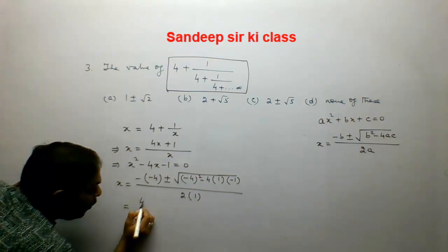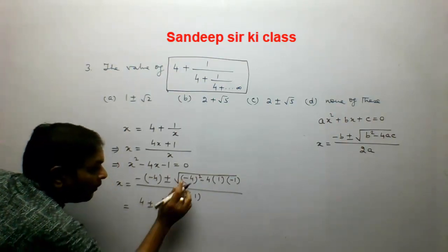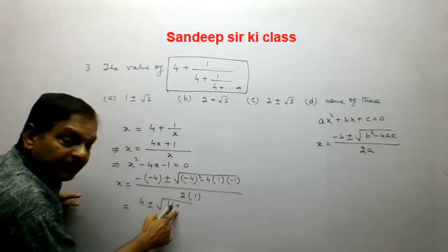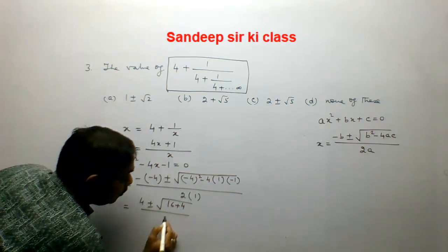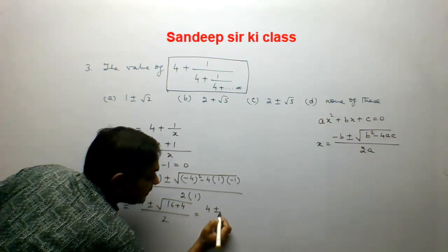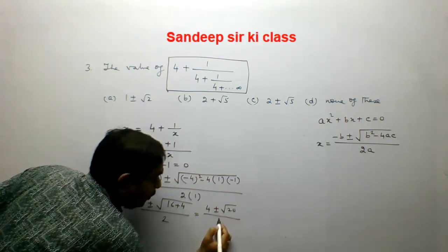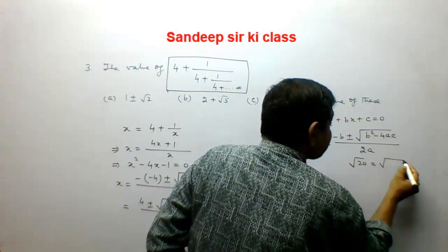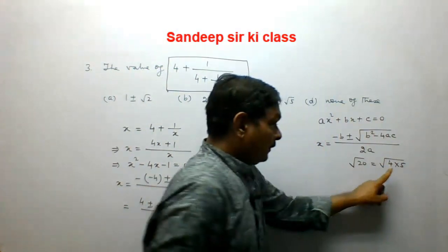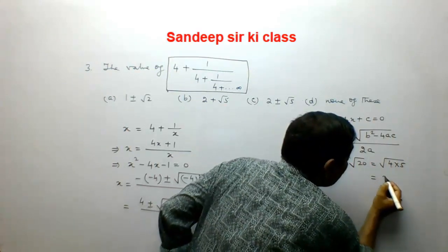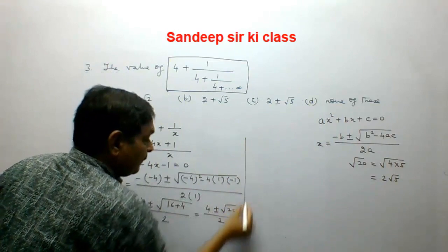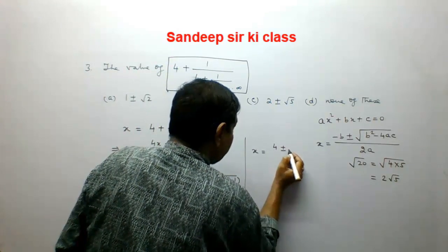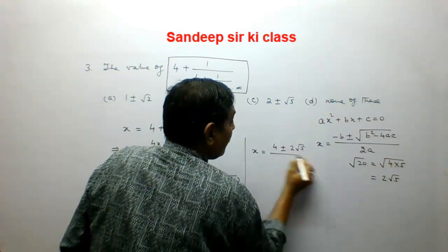This is equal to 4 plus minus under root, minus 4 square is 16, plus this minus and minus multiplies, it will be plus 4, upon 2. That is 4 plus minus under root 20 upon 2. Now under root 20 can be written as under root 4 into 5. Under root 4 is 2, so it will be 2 root 5. So my 2 values of x will be 4 plus minus 2 root 5 upon 2.